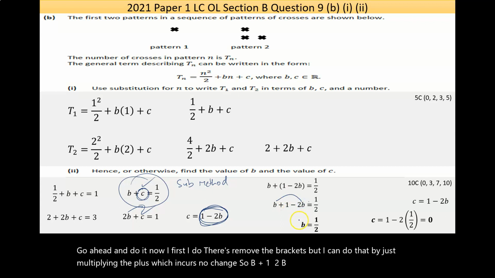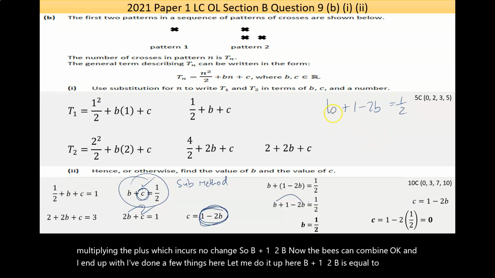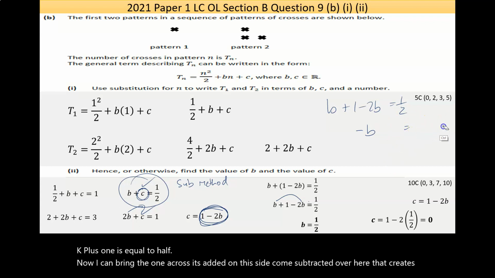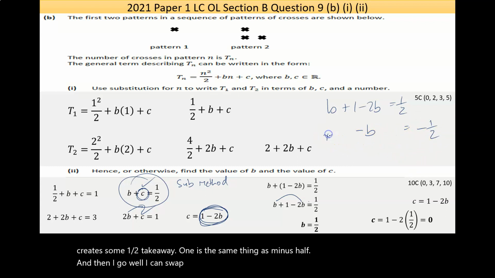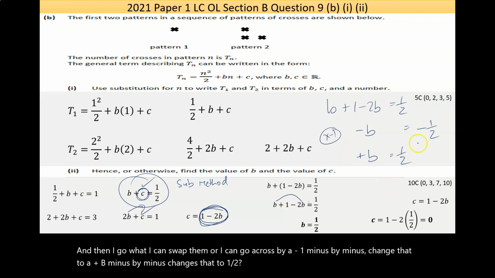Now the b's can combine. Let me do it up here. b plus 1 minus 2b is equal to a half. Now, I've combined b and minus 2b is minus b, plus 1 is equal to half. Now I can bring the 1 across. It's added on this side, comes subtracted over here. That creates a sum. A half take away 1 is the same thing as minus a half. And then I can multiply across by a -1. Minus by minus changes that to a plus b. Minus by minus changes that to a half. So I found that b is equal to a half.